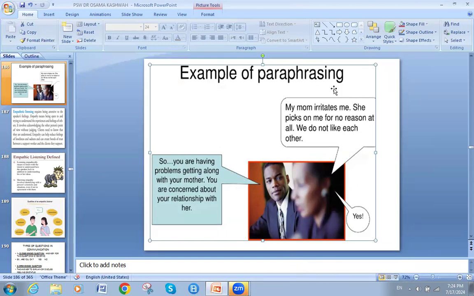That means he comprehended what she said, because she was complaining about her relationship with her mom. So he said, you have a problem with your mom. That means that he listened to what she was saying and he changed some words, but the core of her talk is still there. You are concerned about your relationship with her. Then she said, yes. Here is the paraphrasing. The sentence is paraphrased here in this blue square.